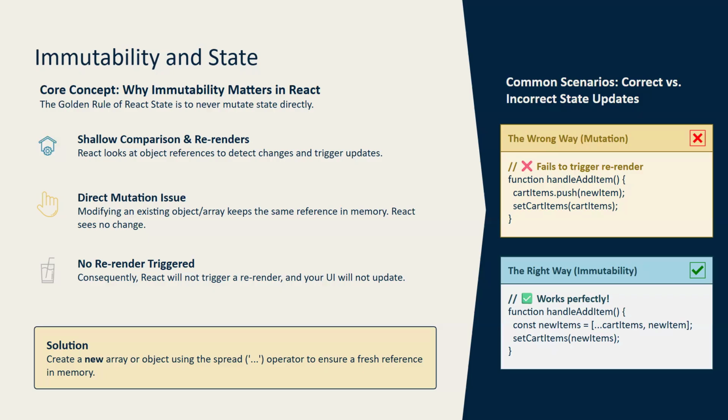But the setter would pass back the same array reference, so React may not see anything change. The correct way to work through that is to use the spread operator to create a brand new array. In this case, we will just be creating a variable called new items. Now that the reference is different, when we call the setter method, React can detect the update and re-render.